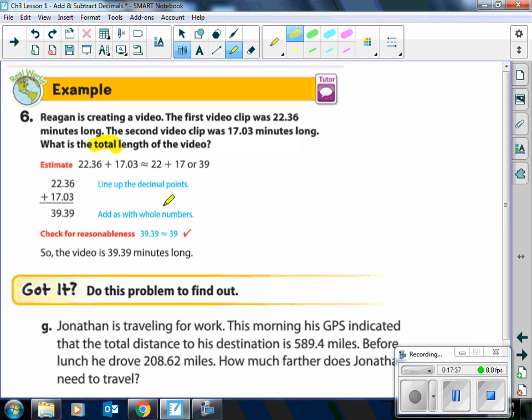Line up your decimals and then add like normal. Okay, so 6 plus 3 is 9. 3 plus 0 is 3. There's the decimal. 2 plus 7 is 9. And then 2 plus 1 is 3. So the video is 39.39 minutes long.